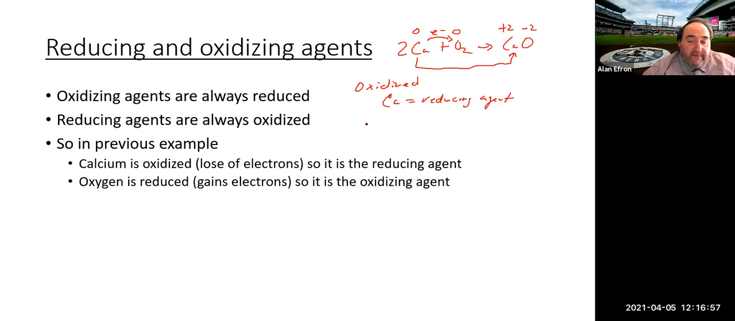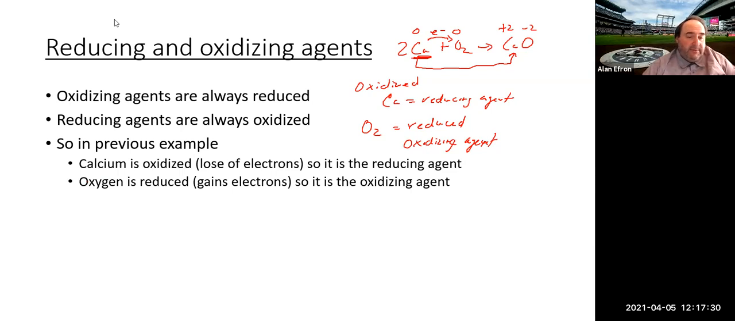And vice versa, if we look at the O2, it is being reduced, which means it's the oxidizing agent. And it's the oxidizing agent for kind of the same reason. It's going to accept those electrons. In order for it to accept the electrons, it has to cause the calcium to be oxidized and lose those electrons. So sometimes people get very confused when they're asked about oxidizing agents or reducing agents.